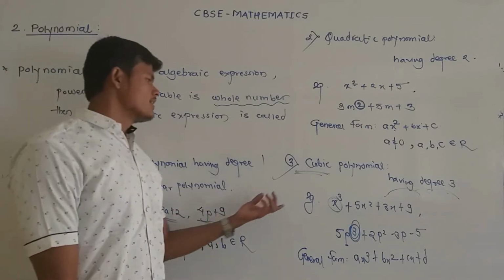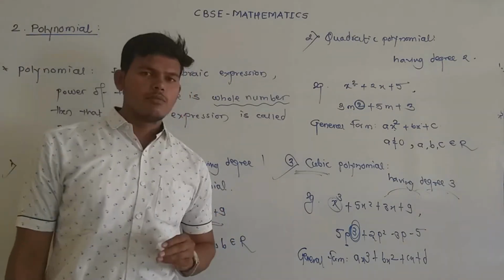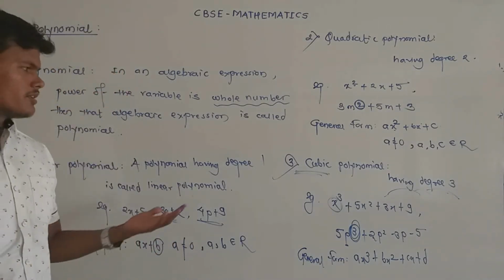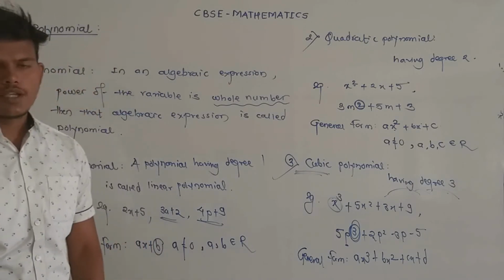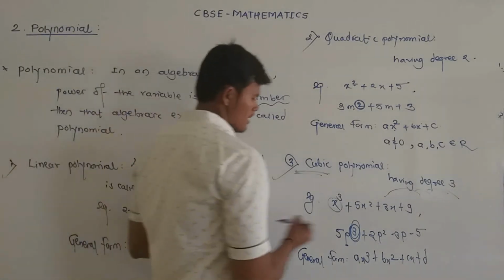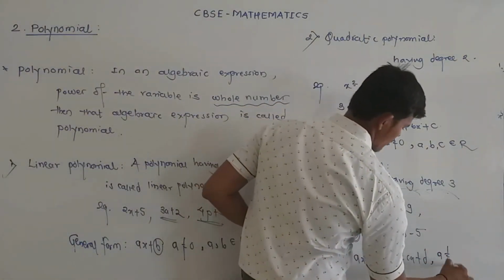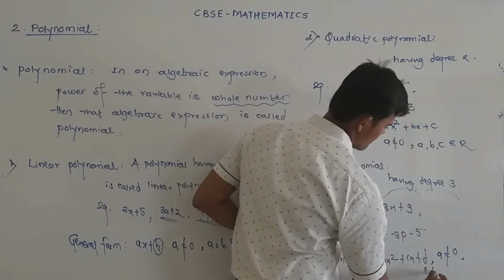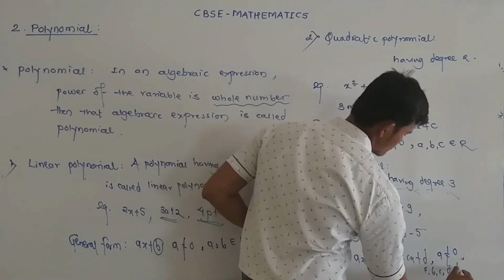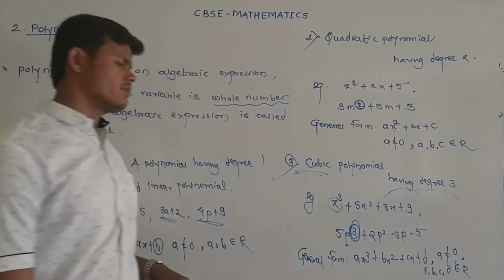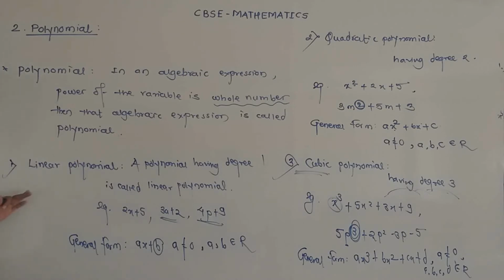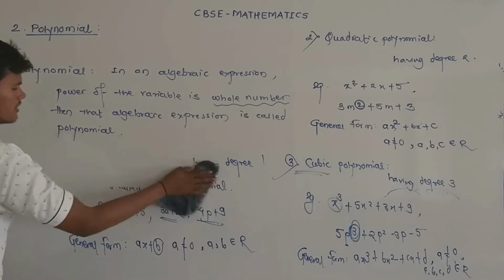And third one, cubic polynomial. Cubic polynomial means having degree 3, therefore it is known as a cubic polynomial, and its general form is ax cube plus bx square plus cx plus d, where a is not equal to 0 and a, b, c, d all belong to real numbers. That means they are the coefficients of x. This is all about types of polynomial. Now next point is value of polynomial.